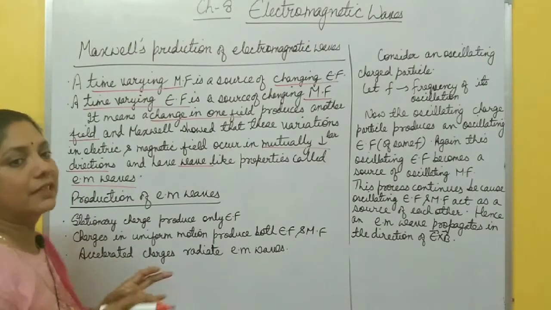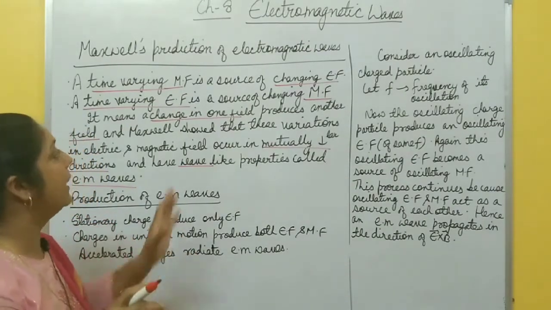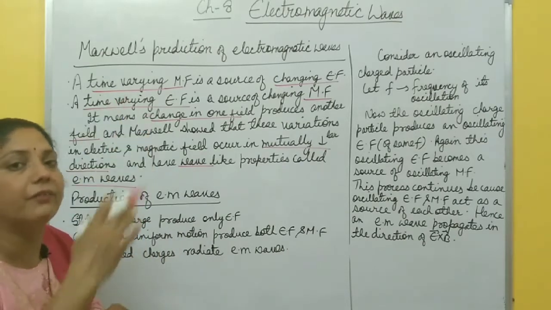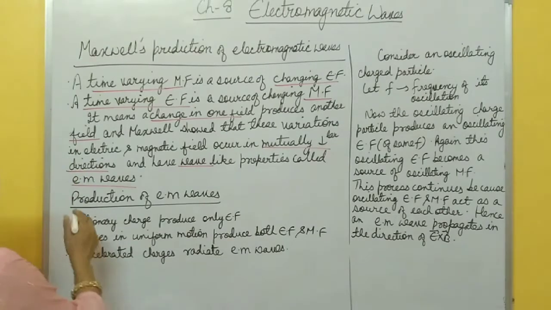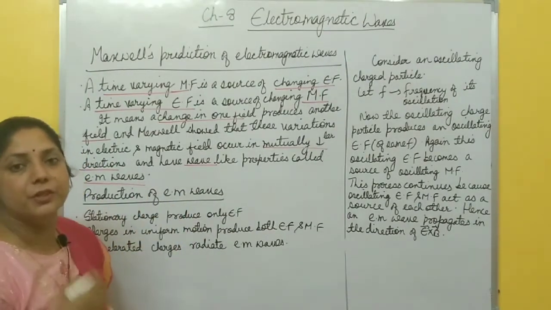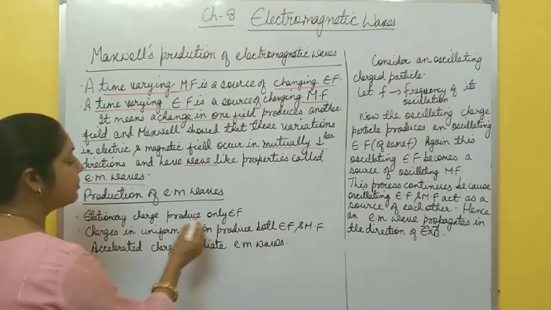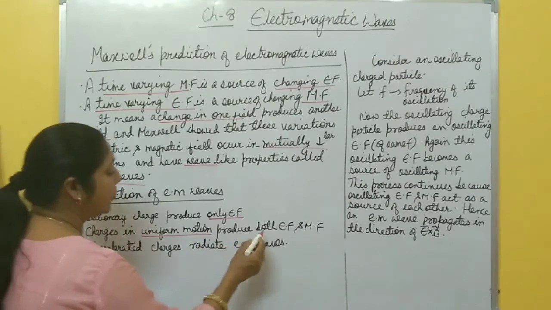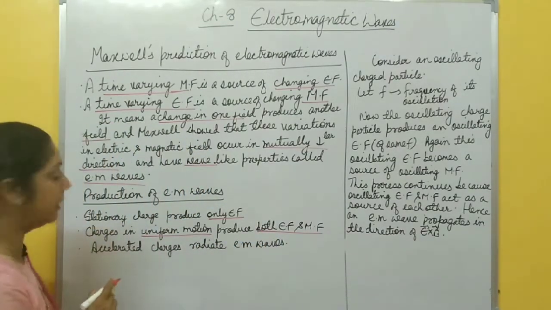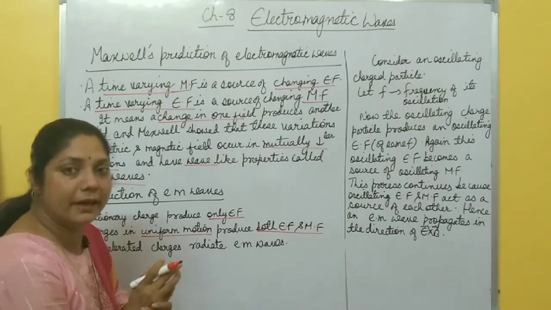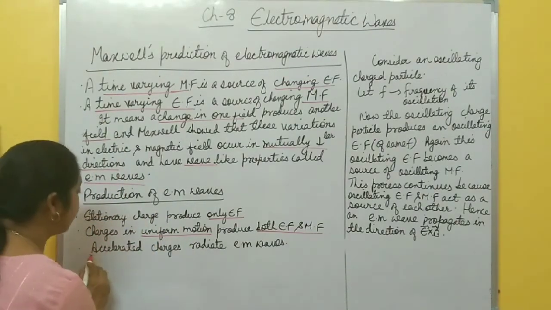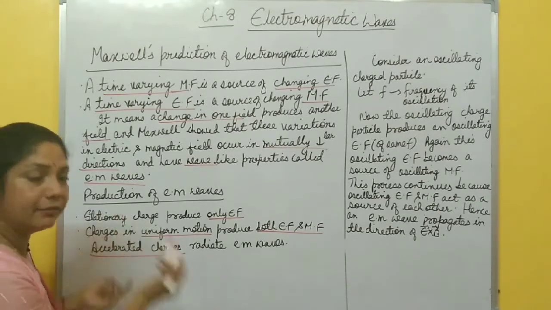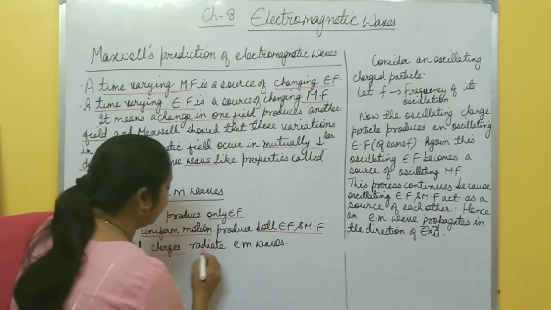In this way, Maxwell came to the conclusion that electromagnetic waves are produced due to mutually perpendicular variations of electric and magnetic field. So, how is this electromagnetic wave produced? You know, a stationary charge produces only electric field, and charges in uniform motion produce both electric and magnetic field. But how are varying electric and magnetic fields produced? That is produced by accelerated charges, and hence accelerated charges are a source of electromagnetic waves. Accelerated charges radiate electromagnetic waves.